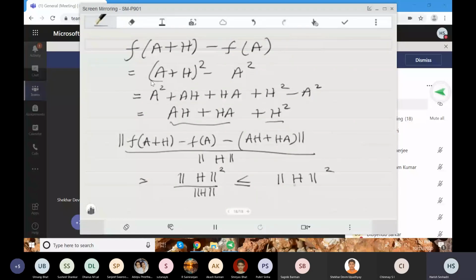Oh, no, this square was inside. Norm of h squared, it was inside. Then I got the square outside, and this is just norm h. So the upshot is that this quotient is less than or equal to norm h, which means that it goes to 0 as h goes to 0.